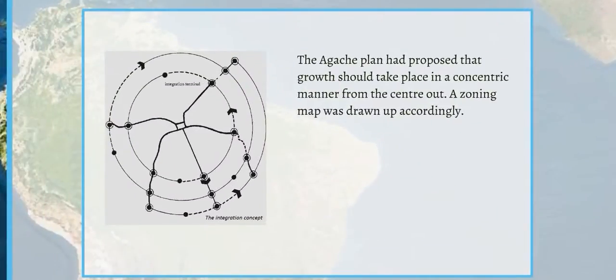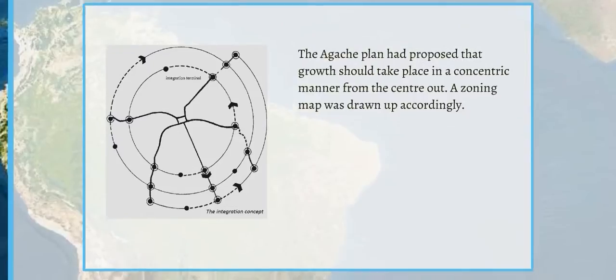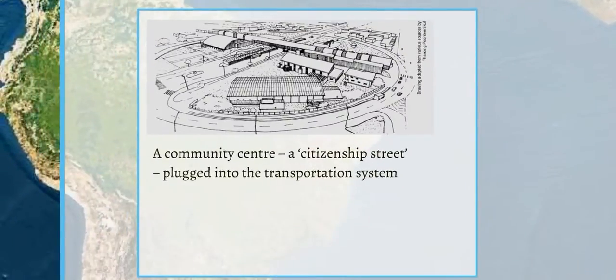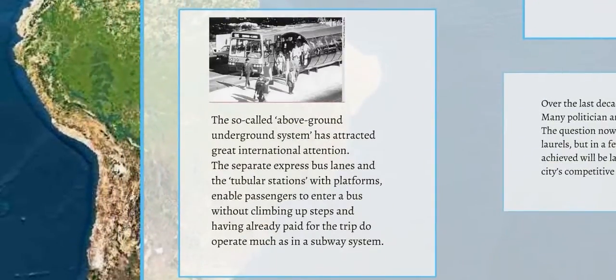The Eggers plan had proposed that growth should take place in a concentric manner from the center up. A zoning map was drawn up accordingly. A community center, a citizenship street plugged into the transportation system. The so-called above-ground-underground system has attracted great international attention. The separate express bus lane and the tubular stations with platforms enable passengers to enter the bus without climbing up steps and, having already paid for the trip, operate much as in the subway system.